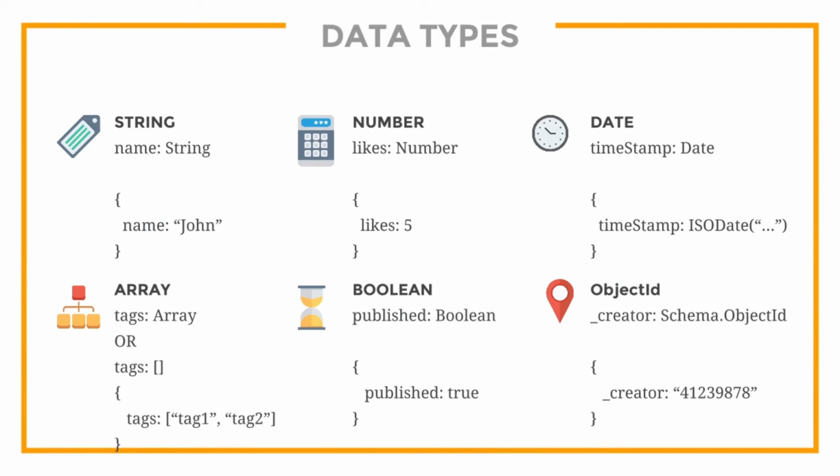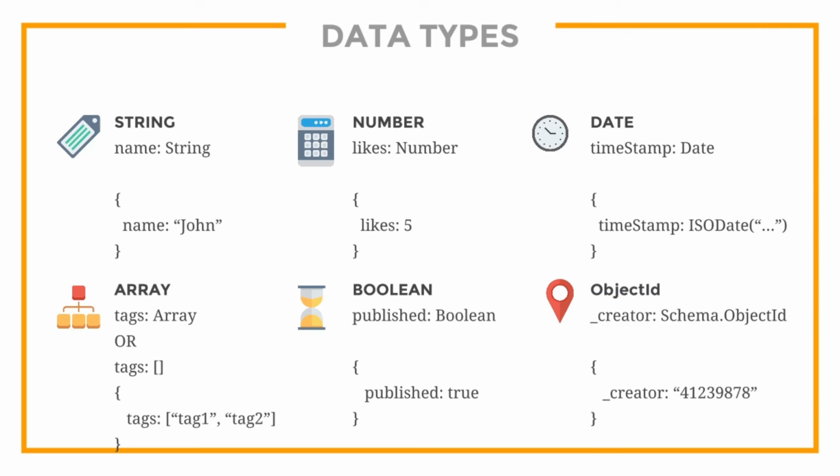There are 6 main data types: string, number, date, array, boolean, and object ID. This graph shows you what a typical key value assignment is when working with each type of data, and then below that, what a typical JSON response object would look like. So string, number, and date are pretty self-explanatory. When using an array, we can define it with the array reserved word or with brackets. Booleans can be set to either true or false, and object ID refers to another collection or schema.